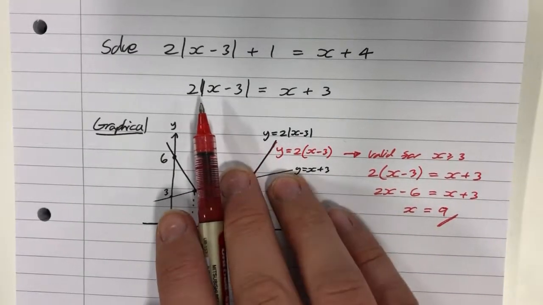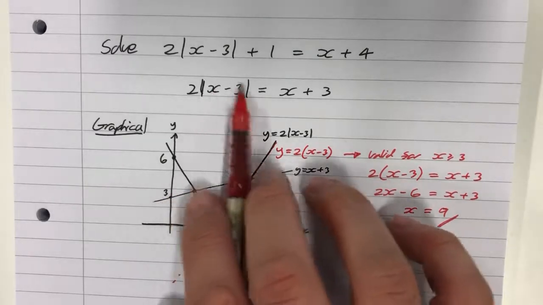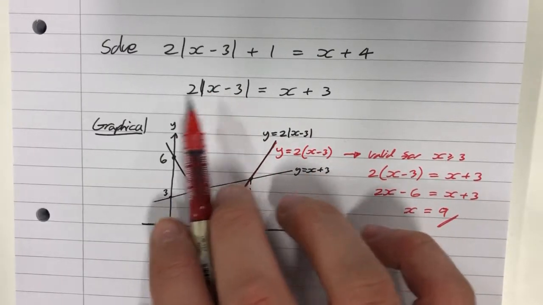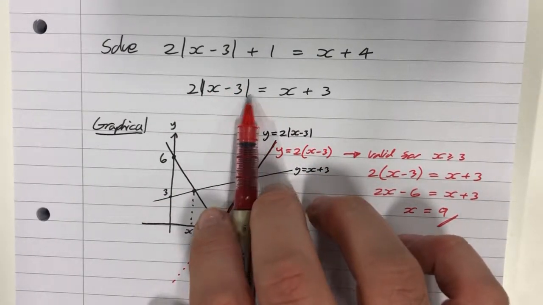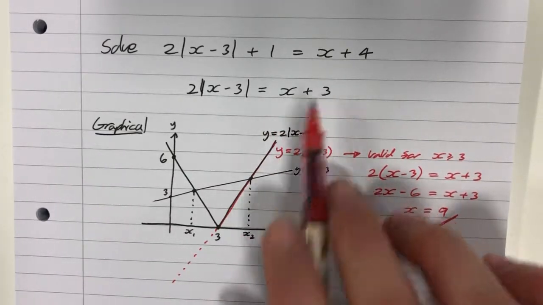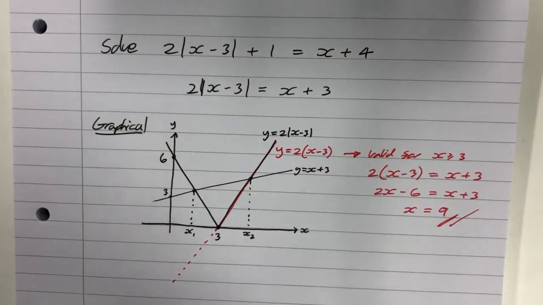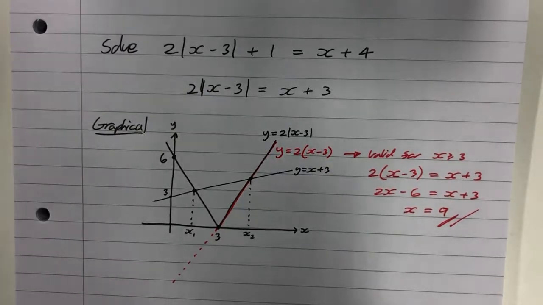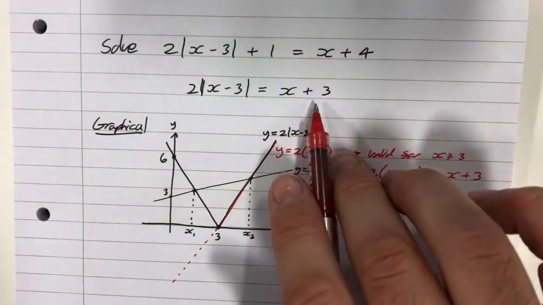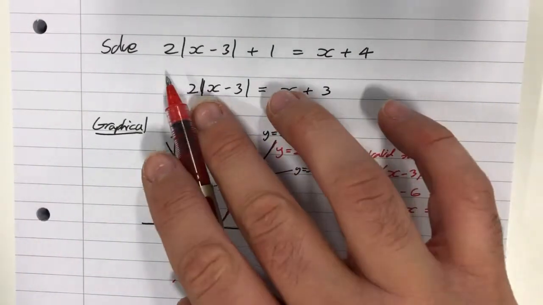So plugging x is 9 into here, we'll get 9 minus 3 is 6. The mod of 6 is still 6. 2 times 6 is 12. So the left-hand side is 12. The right-hand side, 9 plus 3 is 12. It works. Okay, that confirms to you that it is indeed a solution to the original equation here. Okay, and by extension, the question.